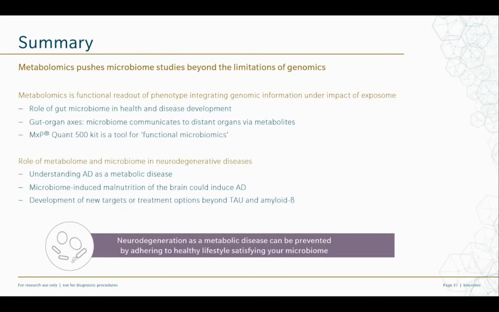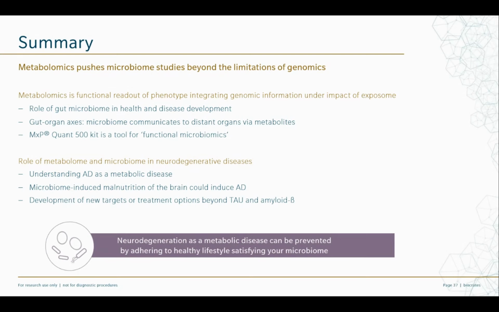And with this, I'd like to summarize what we've heard today. First, we discussed that metabolomics provides a functional readout of the phenotype, integrating information from both the genome and the exposome. We've seen that the gut microbiome acts like an endocrine organ in health and disease development. We've learned about the main gut organ axes by which the microbiome communicates with distant organs using metabolites. And I've introduced you to the MxP Quant 500 kit as a tool for functional microbiomics.